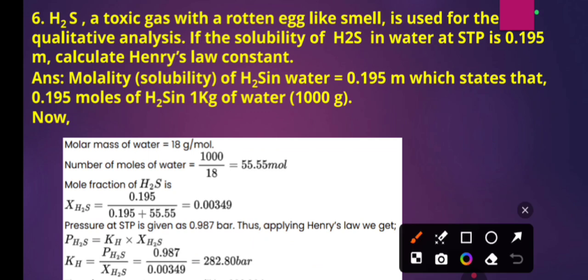Now next numerical, it is H2S gas, toxic gas with a rotten egg smell is used for the qualitative analysis. If the solubility of H2S in water is at STP 0.195 molality, calculate the Henry law constant. You can see here this value solubility it has given in terms of molality. Okay, 0.195.